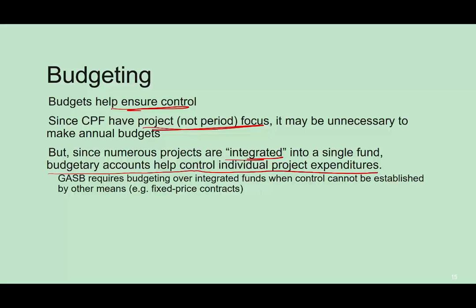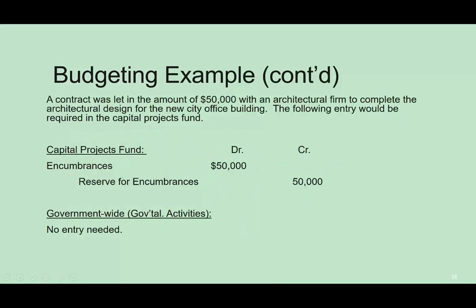Now, a lot of times the government would have many capital project funds. So not one, they will have many. Each project, and it's better to have each project under a different fund. This way it's easier to control. So GASB requires budgeting over integrated funds when control cannot be established by other means. That's fine. All right, let's look at a budgeting example.